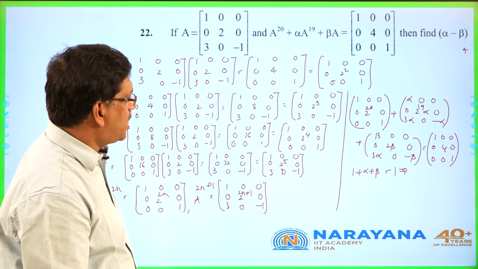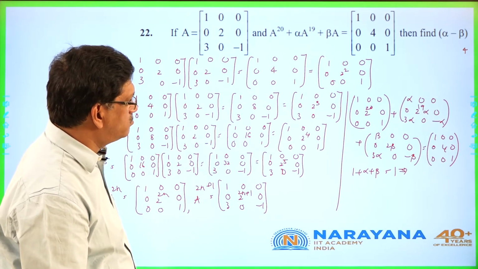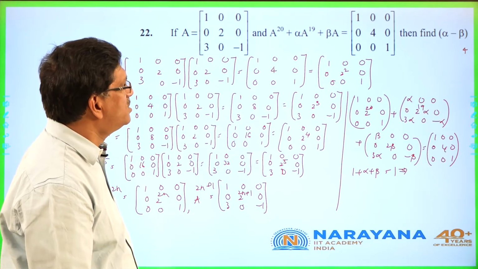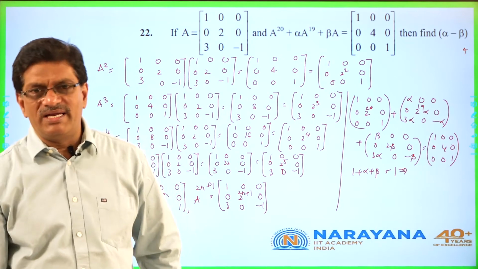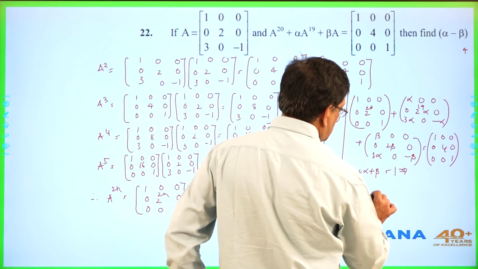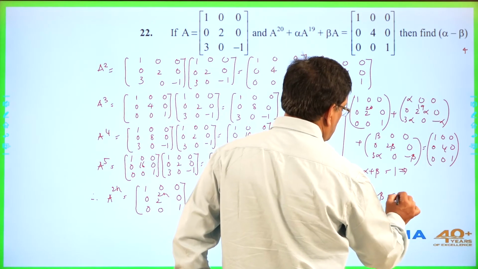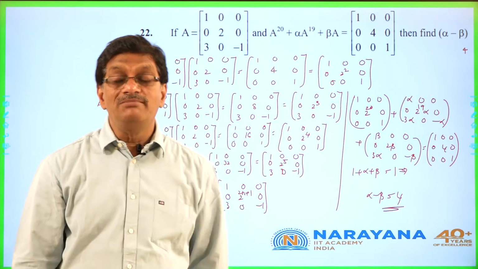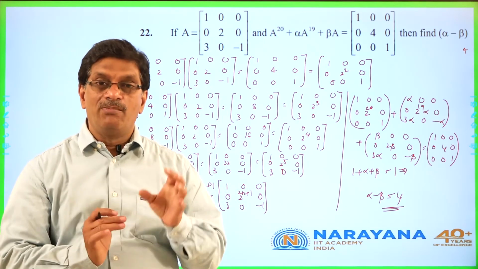So we have another element, 1 minus alpha minus beta. That is also like this. From that, find out alpha minus beta. So I think after due simplification, you will get alpha minus beta is 4. Lengthy problem. There is no other way, right? Laborious work.